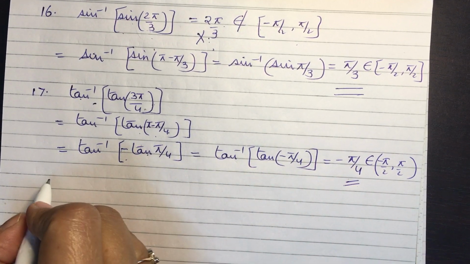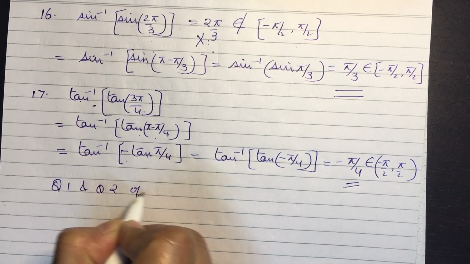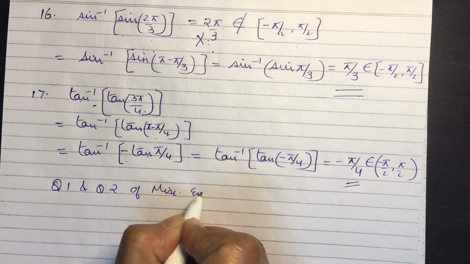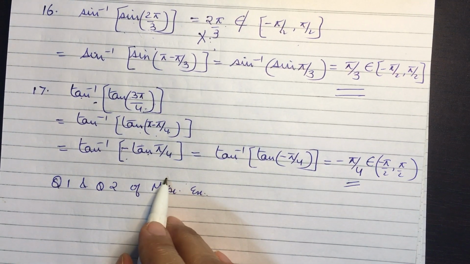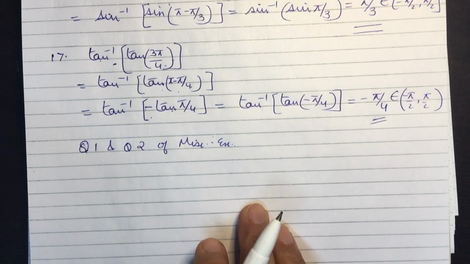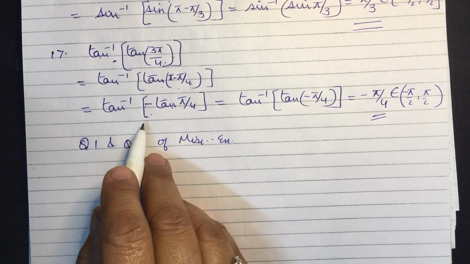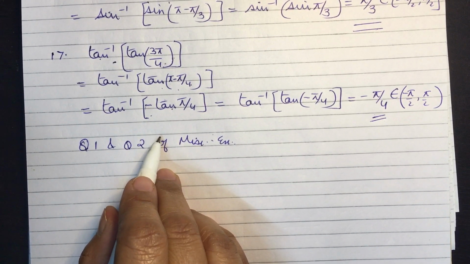Same way you can try question number 1 and question number 2 of the miscellaneous exercise, which are on the same lines, and you have to proceed in a similar manner. Now, same way you can also try question number 19 of this exercise.